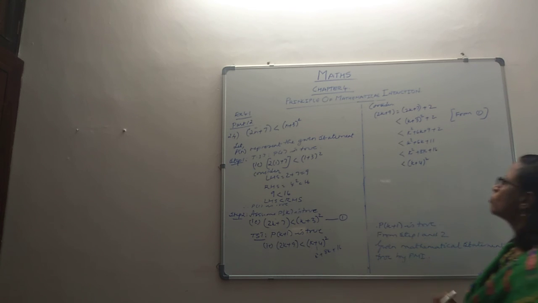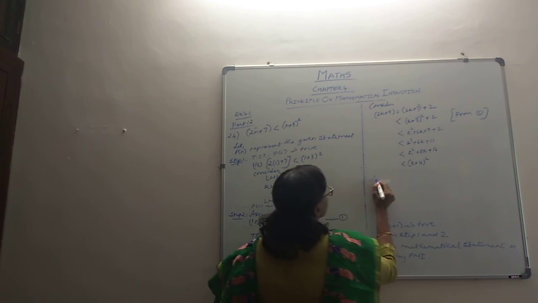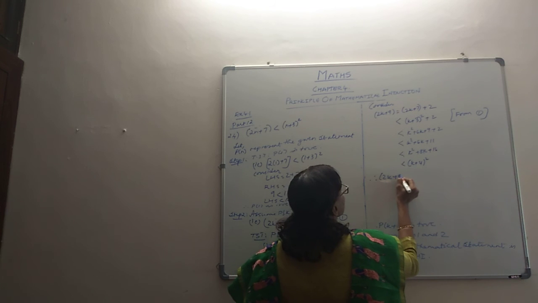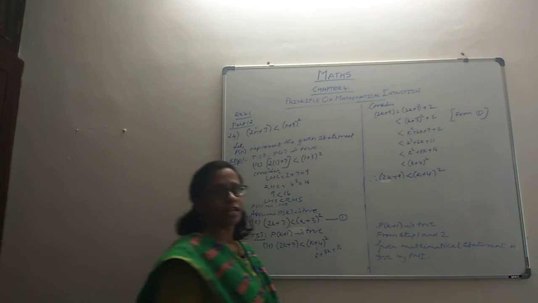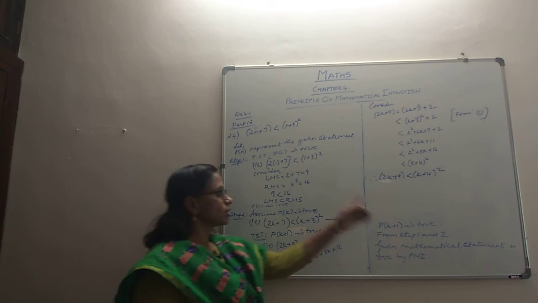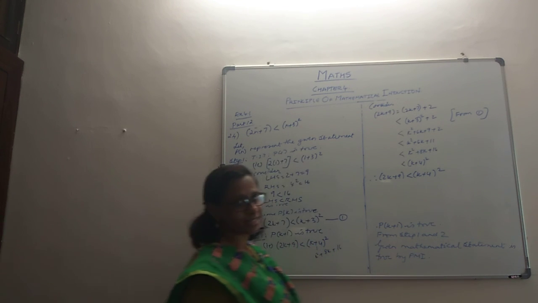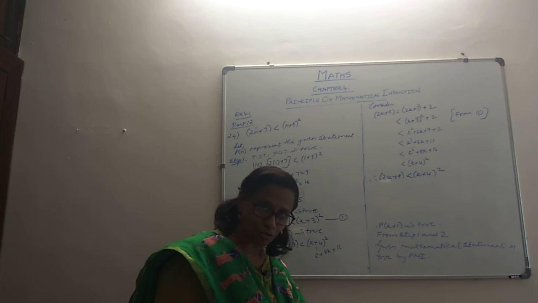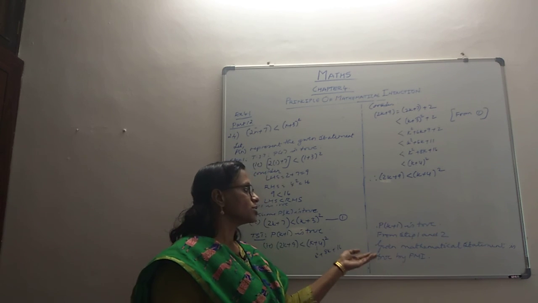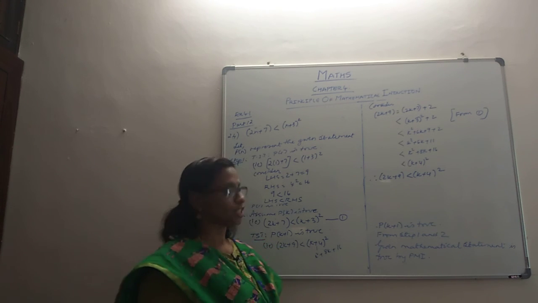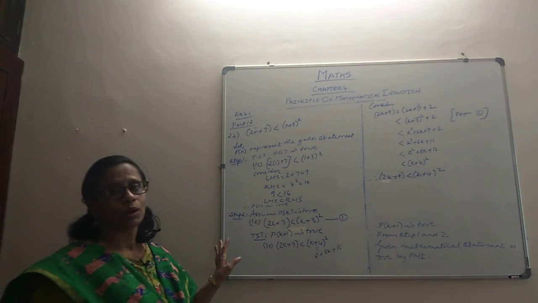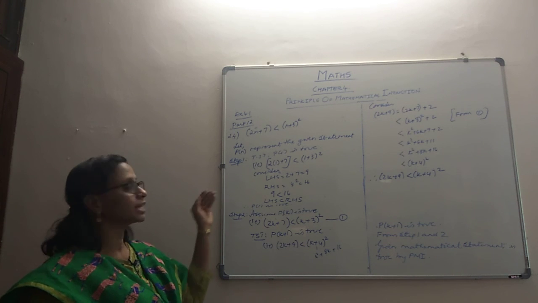So in effect, what have we got? We have got 2k plus 9 to be less than (k plus 4) the whole square. Now having got this, what have we got? This is exactly our P(k plus 1) statement. So P(k plus 1) is true. So from steps 1 and 2, the given mathematical statement is true by principle of mathematical induction. This is how we are going to complete our inequality problem.